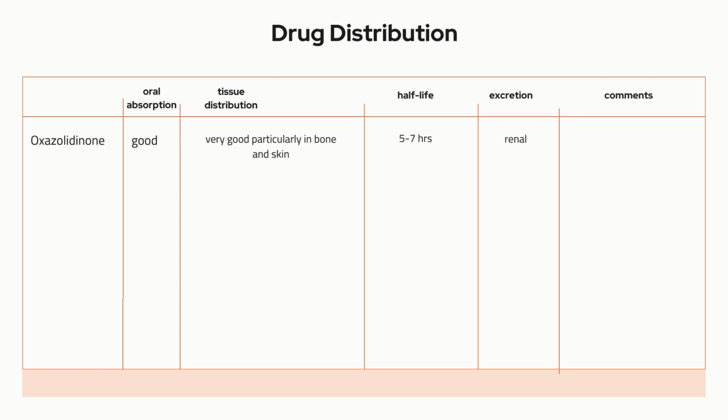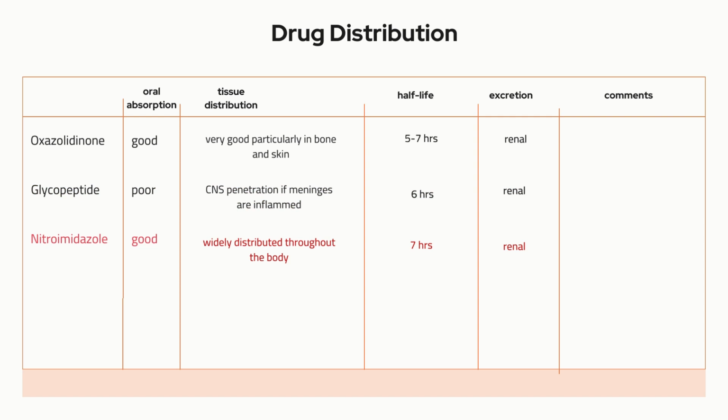Oxazolidinones are good in oral absorption. They have very good tissue penetration to bone and skin as well. Therefore, they are recommended for osteomyelitis. Glycopeptides have poor oral absorption. They can also be used for gram-positive meningitis due to their penetration to the meninges when inflamed. Since they are also excreted via the kidney, dose adjustment is necessary, especially with vancomycin.